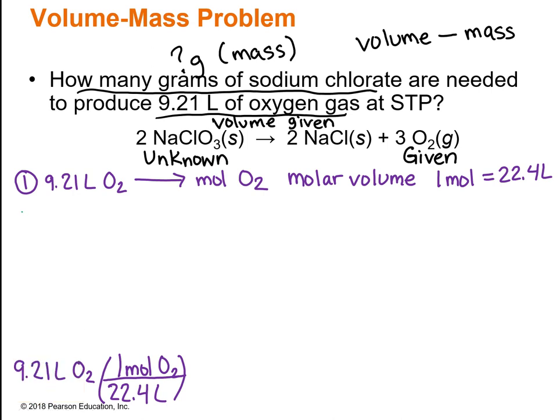The middle step is always the same because you have moles of one thing and you need to go to moles of another. In this case, we have moles of oxygen and we're trying to get to moles of sodium chlorate. What do we need to go from moles of oxygen to moles of sodium chlorate? What is that called?